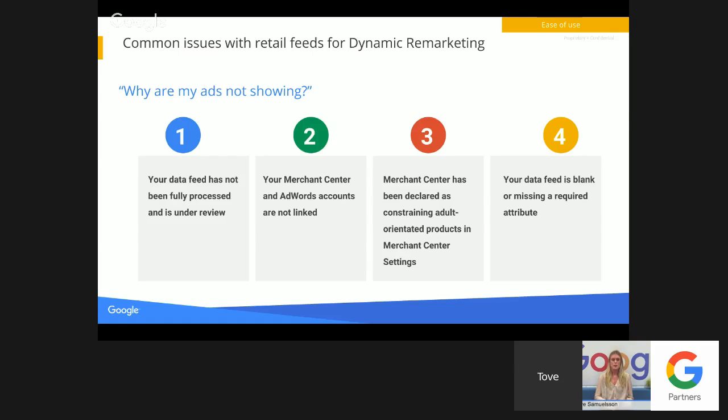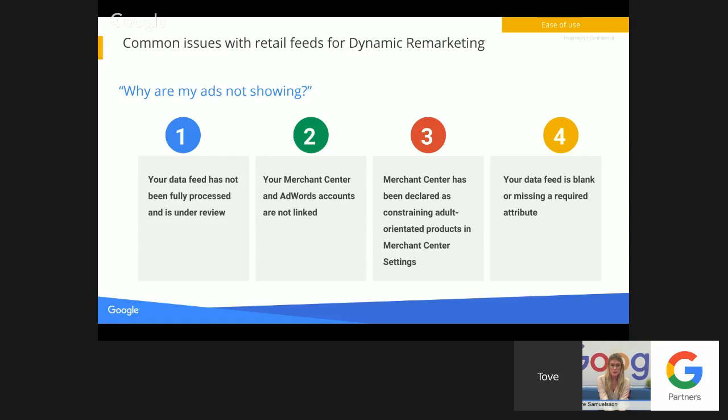And if any of your products or your website as a whole is considered adult, it cannot be used in dynamic remarketing campaigns. So if your website as a whole is considered adult or has adult content that is intended for adult audience, you are responsible for ticking the checkbox. Another issue is that your data feed is either blank or missing a required attribute. So please go in and check that your feed is valid.